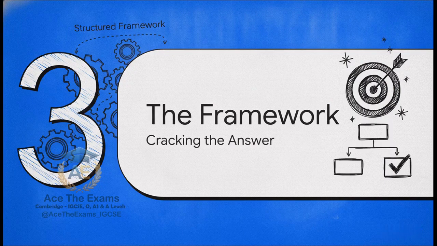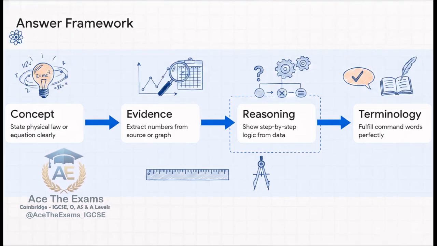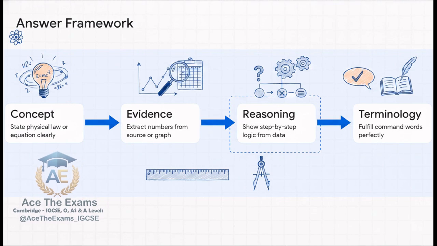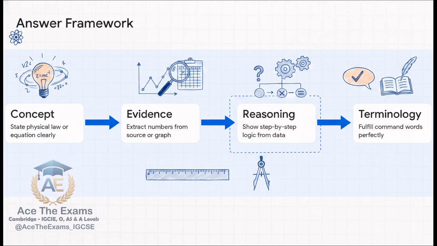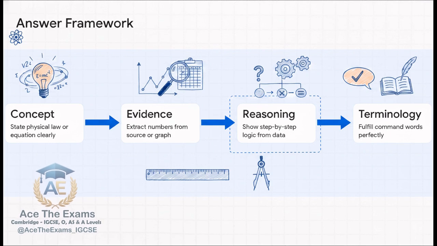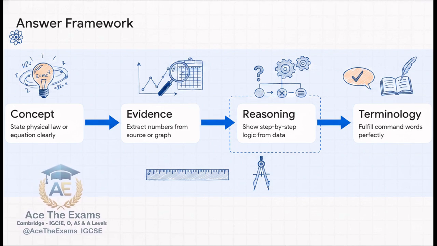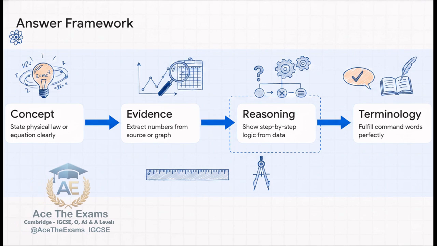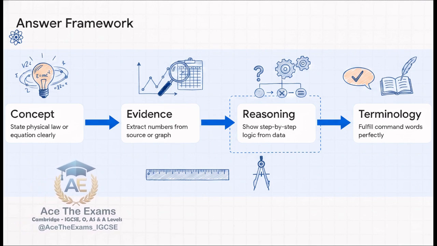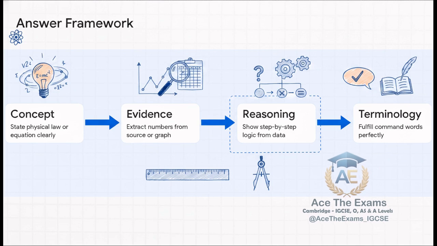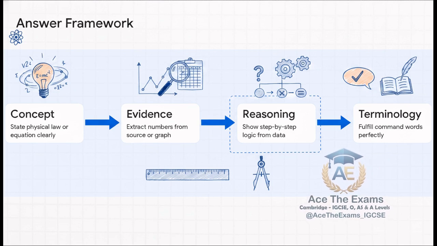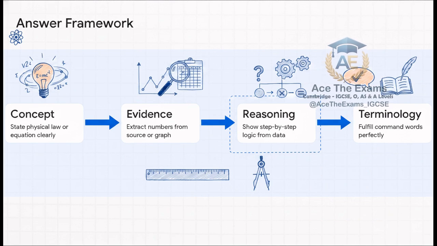Section 3. The framework. Cracking the perfect answer. Enter our proprietary 4-step framework. Step 1 is concept. State the physical law or equation clearly. Step 2 is evidence and data. Extract the exact numbers from the source, the graph, or your table. Step 3 is scientific reasoning. Show step by step how you get from that data to the result. And step 4 is examiner wording. Fulfill the command word requirements perfectly using that precise terminology we were just talking about.